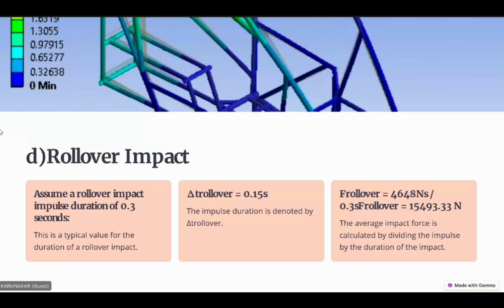The material properties for 4130 are ultimate tensile strength, which is 560 megapascals, yield strength, which is 460 megapascals, density, which is 7,850 kilograms per meter cubed, and Poisson's ratio, which is 0.27 to 0.33.